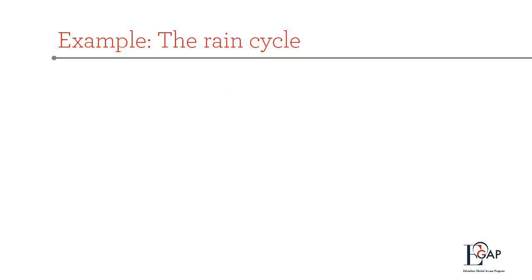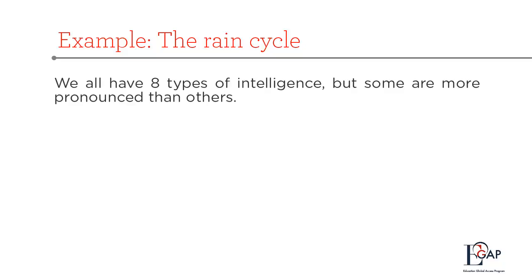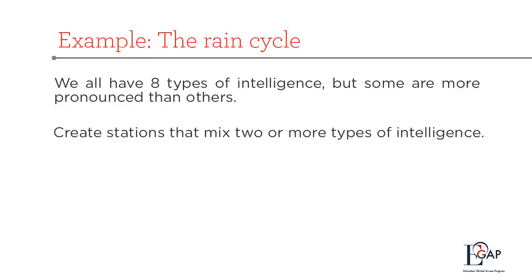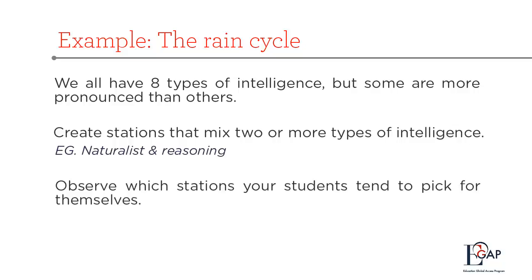Remember, every human being possesses all 8 of these intelligence types. Some are simply more pronounced or prevalent than others. If you've spent a lot of time trying to understand the top 2 or 3 learning styles of your students, you can try assigning them to a station, or creating stations that blend 2 intelligences together, such as naturalist and reasoning. This is also a good way to start discerning the intelligence types of your students by creating these stations and then observing which ones your students tend to pick for themselves.